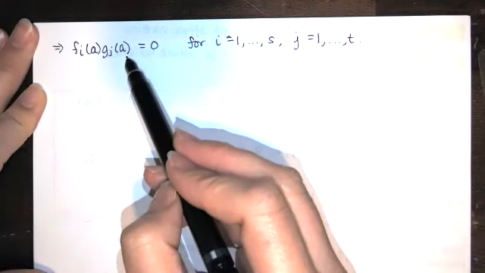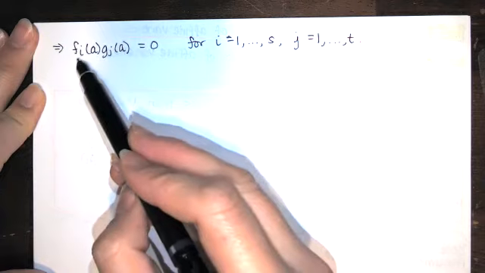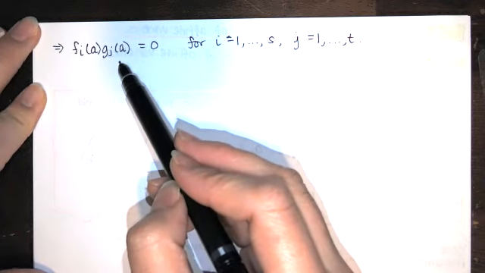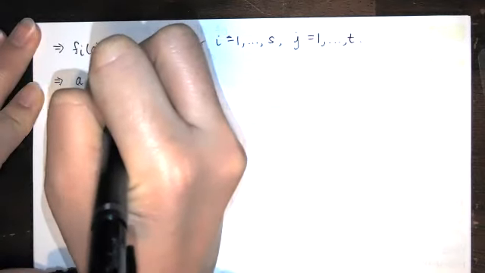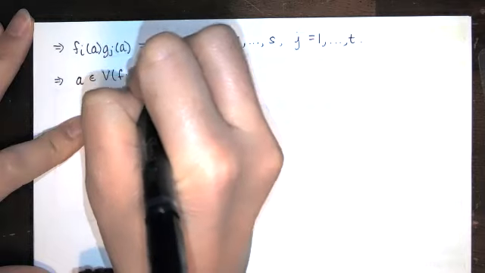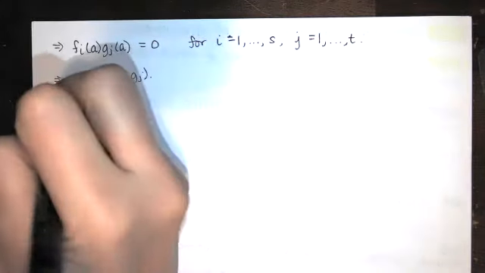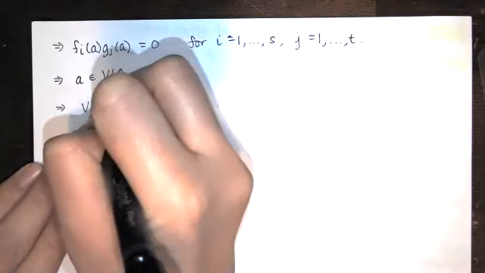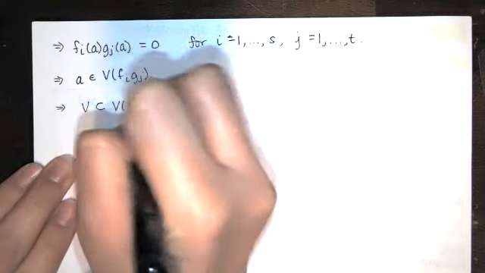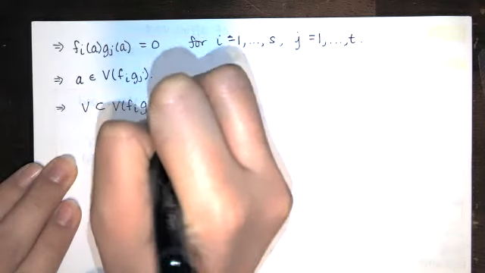Since this is going to be true for all of the equations that define this variety, then a belongs to this variety given by the product of those two polynomials, f sub i times g sub j. So what we've shown there is that V is a subset of this variety defined by this product.